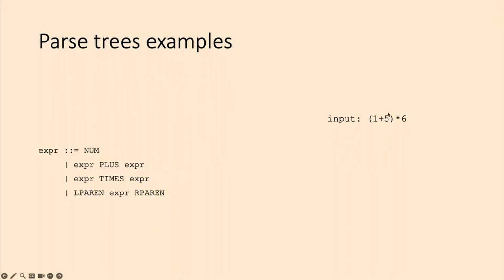Okay, so this one's a little bit more complex. It's 1 plus 5 in parentheses times 6. So let's start with our expression. Which production rule do we apply here first? Yeah. The plus one? Times. Okay, yeah. If we zero index, this is the second one. Times one. Why do we do times?